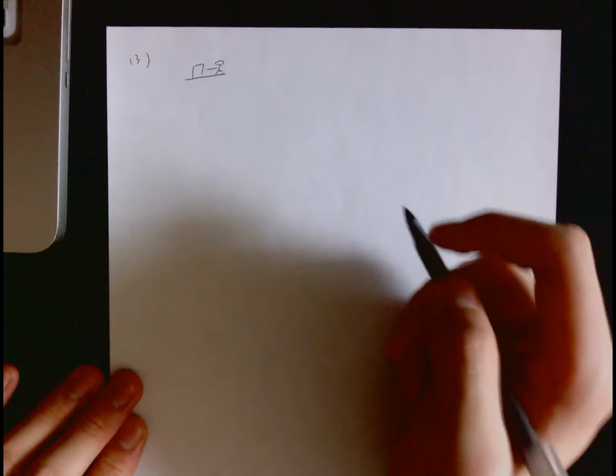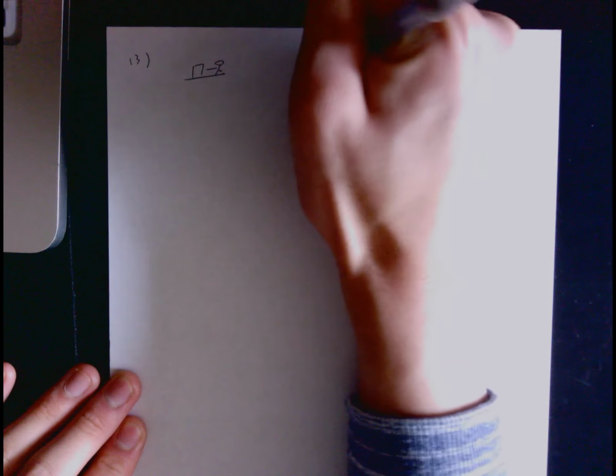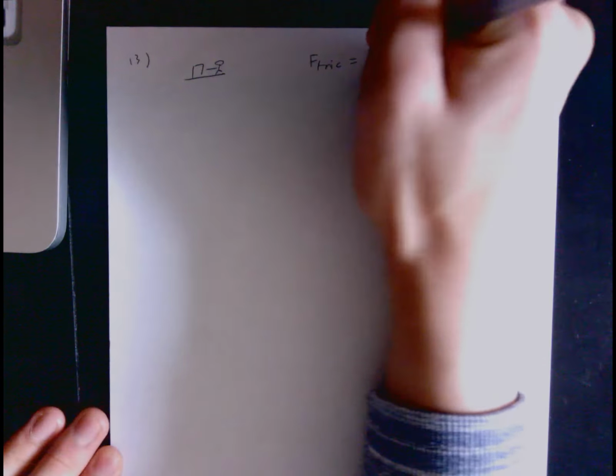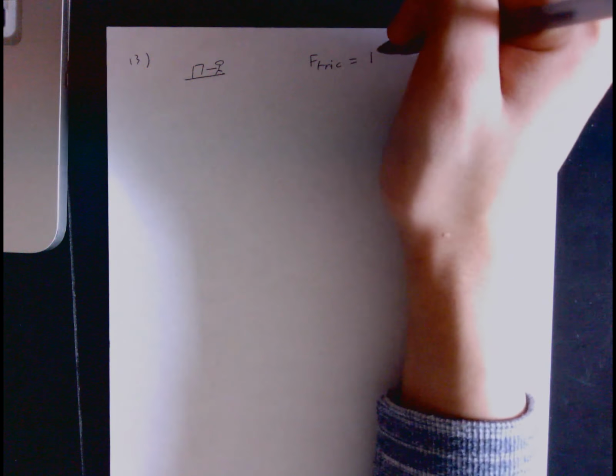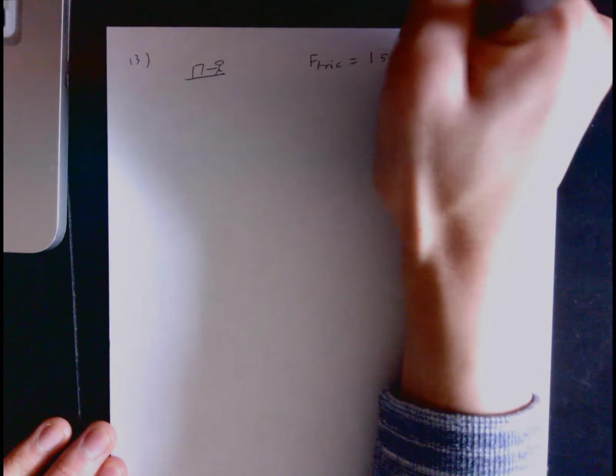Hello. Today I'll be teaching you how to do question 13 from lesson 3.6 of Energizing Physics. So in question 13, you're given that a person is pulling a box, right? And the force of friction between the box and ground has a strength of 150 newtons.